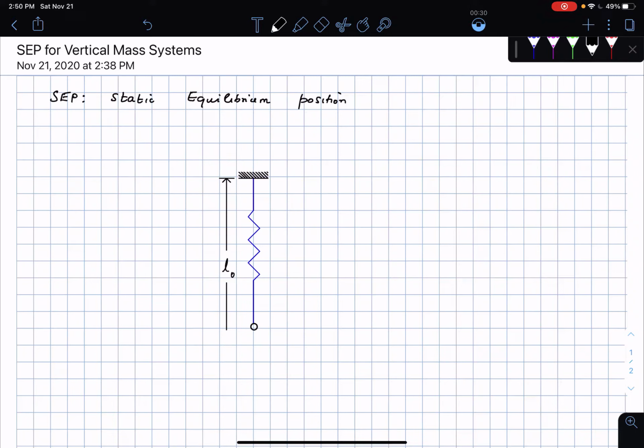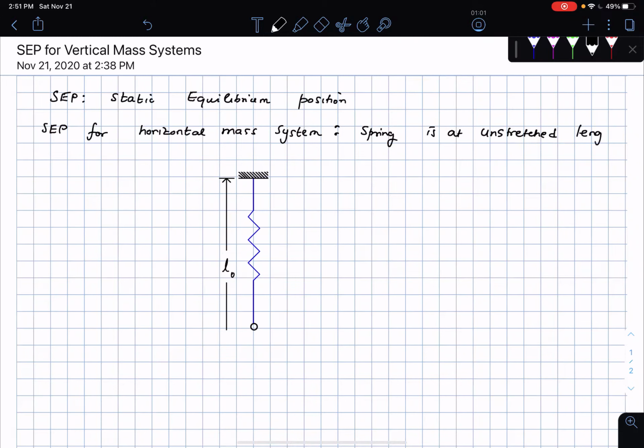And for horizontal masses, the static equilibrium position is when the springs are unstretched. So SEP for horizontal masses is typically when the spring is at its unstretched length.